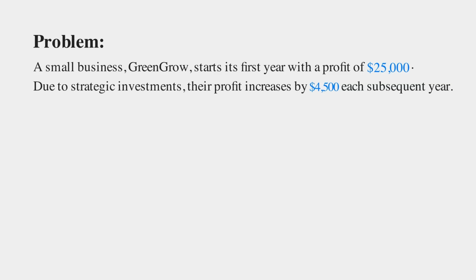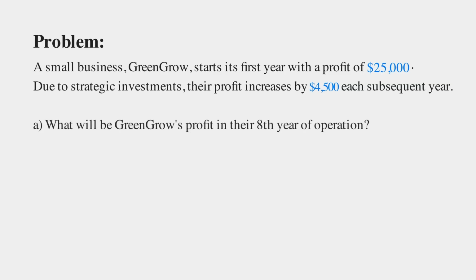Today, let's work on an application problem combining both arithmetic sequence and series. Here's our problem. A small business starts its first year with a profit of $25K. Due to strategic investments, their profit increases by $4,500 each subsequent year. First, in part A, we have to find what will be its profit in their 8th year of operation.